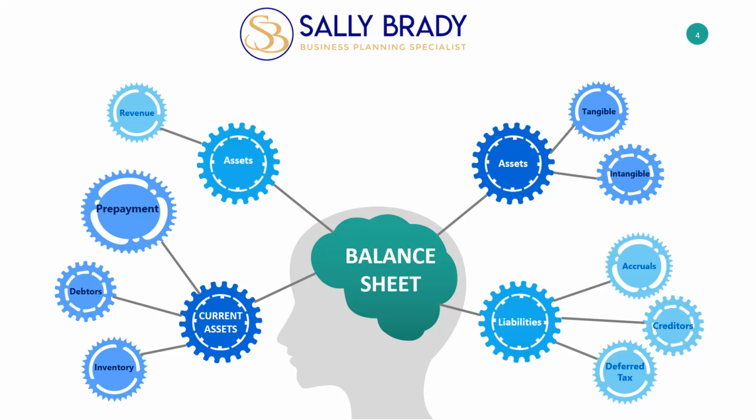Creditors are just the suppliers of the business. It's where you've bought on credit. So creditors, it'll be your supplier ledger, your purchase ledger, whatever you want to call it. It will be the amounts you owe to other people. Deferred tax speaks for itself. It's tax that you are due to pay that you haven't paid yet.